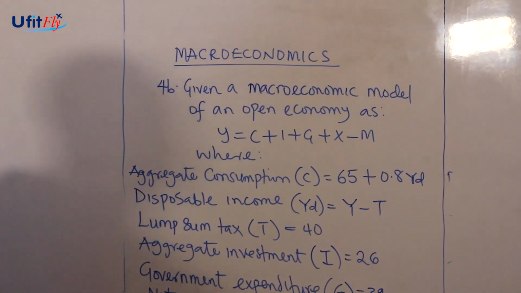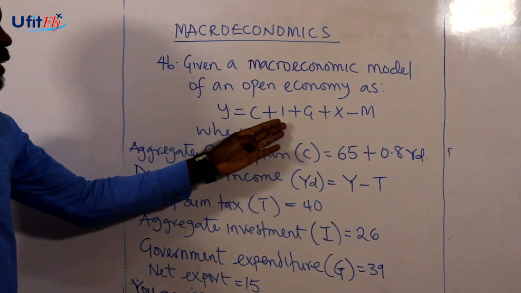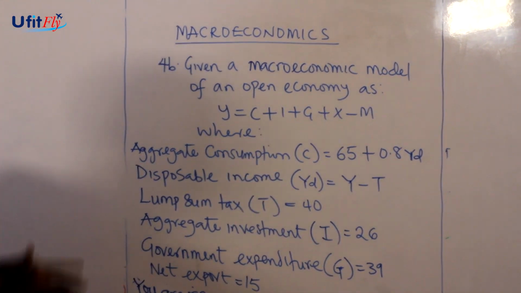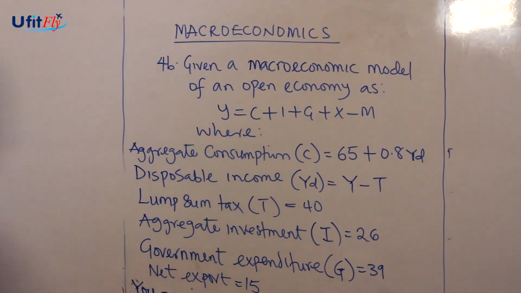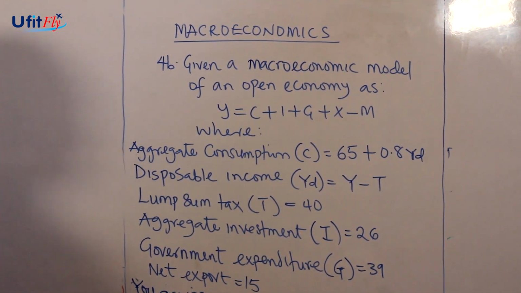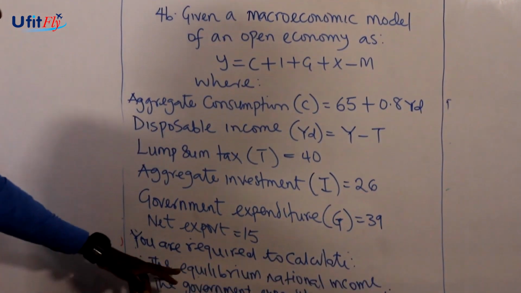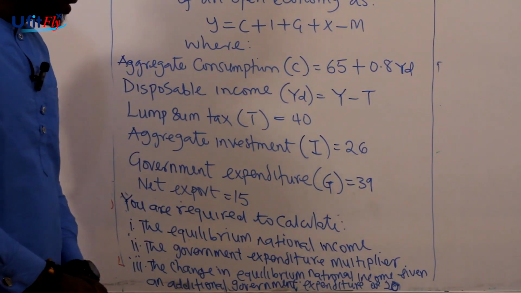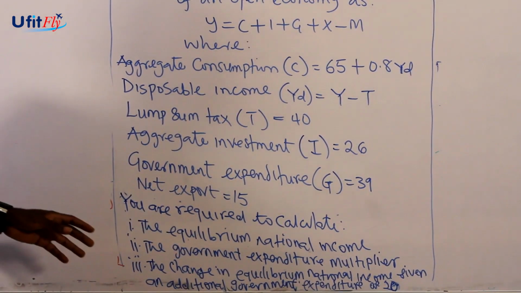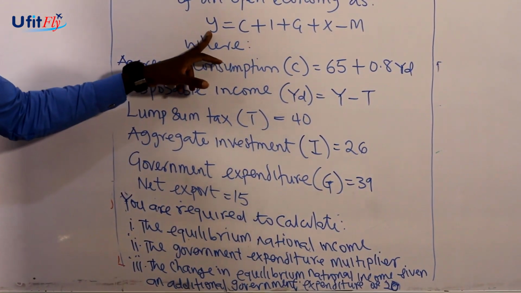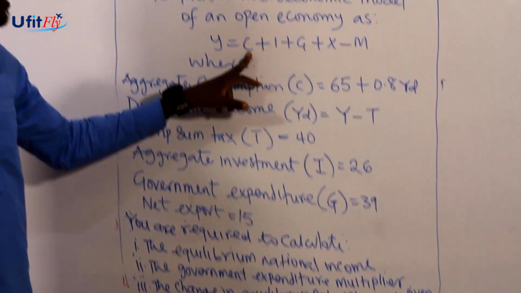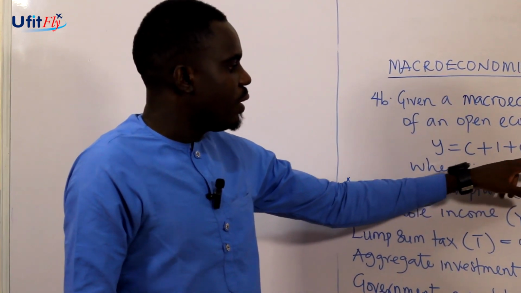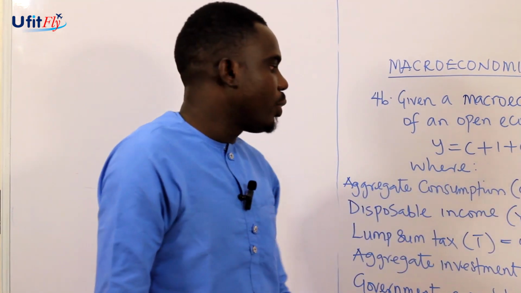And we are saying that aggregate demand entails consumption, investment, government expenditure, export, and import. Now, from the given question, we are to look for the equilibrium national income. From the question, it is clear that Y represents the aggregate demand, C represents consumption, I represents investment, G government expenditure, X export, and M import.